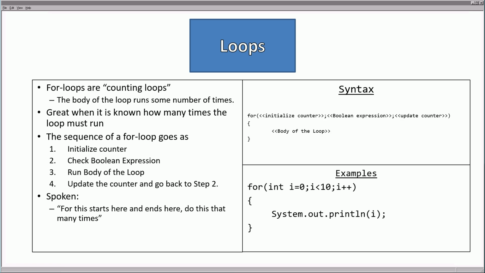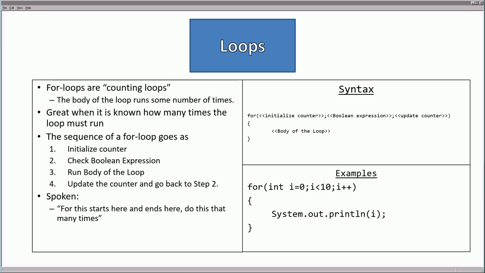The last kind of loop I'm going to go over is called a for loop. Now, these are counting loops. The body of the loop runs some number of times. And effectively, this is a shorthand version of a very common while loop.